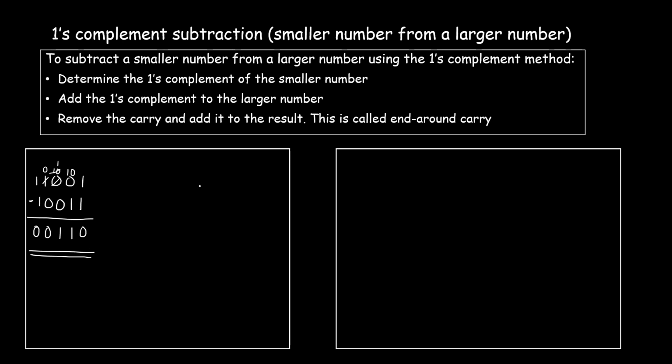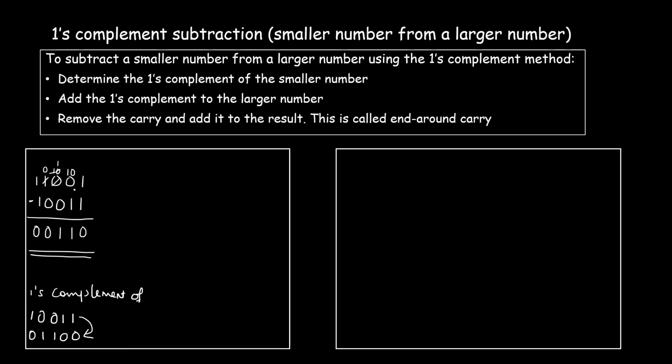Now let's see how you perform 1's complement subtraction of these two numbers. First, you have to find the 1's complement of the smaller number, that is this number, 10011. How do we find the 1's complement? We reverse the bits. When I have a 1, I place a 0. When I have a 0, I place a 1. So this is the 1's complement of this number: 01100.